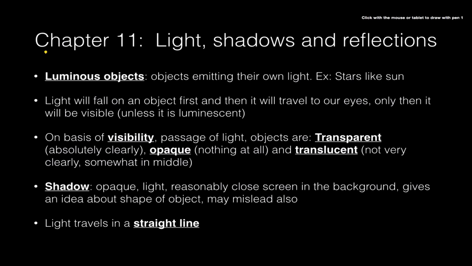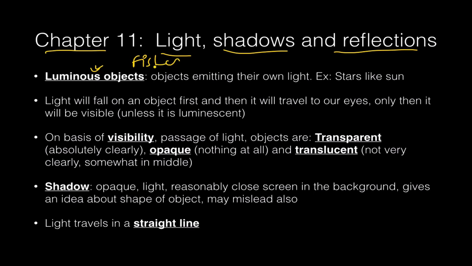Now we have chapter 11, which deals with light, shadows and reflections. Very introductory chapter. So what is a luminous object? आपने जुगनू देखा होगा गाँव में. They shine on their own, they light up on their own. There are various fishes which have torch-like structures on their heads. So they are called luminous objects, which light up on their own. So objects which emit their own light, for example stars like the sun, etc., are called luminous objects.